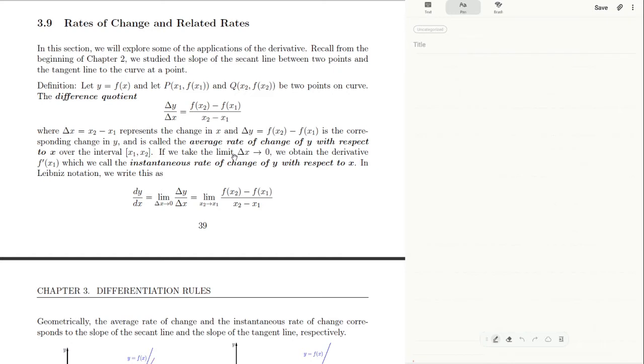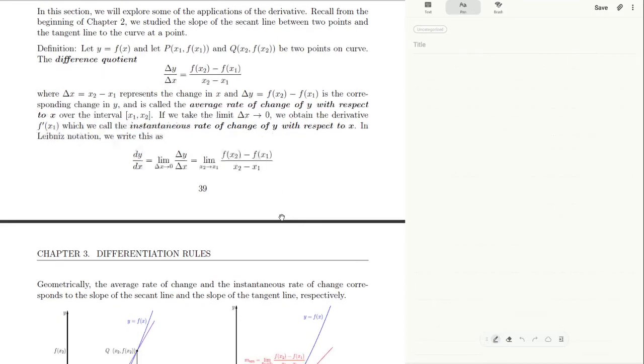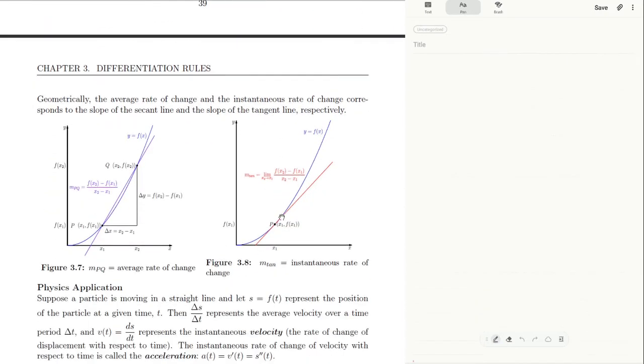Now if we take the limit where delta x goes to 0, then we obtain the derivative f prime at x1. And so this is called the instantaneous rate of change of y with respect to x. And so we can also write this using Leibniz notation. So dy over dx is the limit as delta x goes to 0 of the difference quotient, and it's given by this limit. So let's have a look at what this means geometrically.